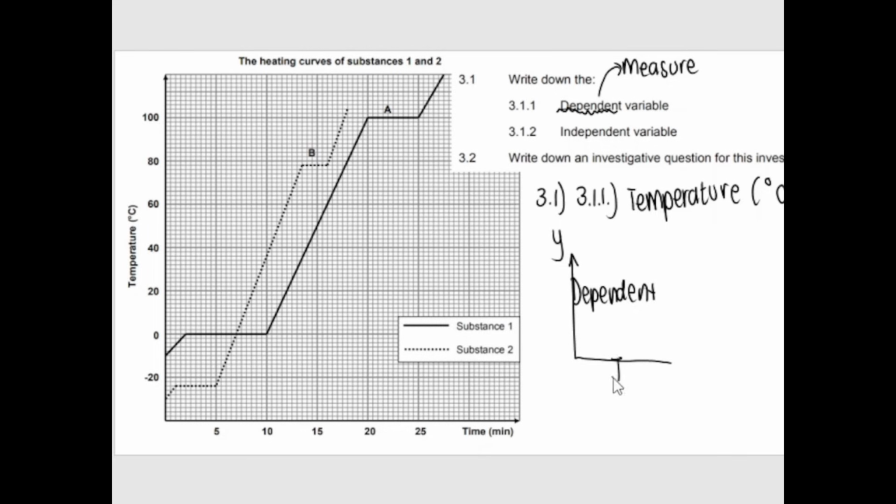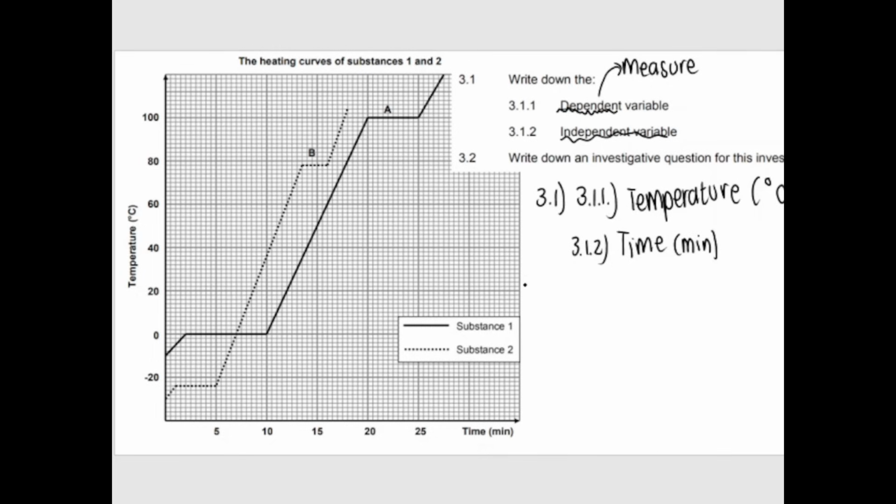The independent, I hope you see what I'm doing there. The independent goes on the x-axis. Then the independent variable in this experiment, remember the independent variable is here, it's on my x-axis, that would be time in minutes. And time is basically also as heat is added, okay?